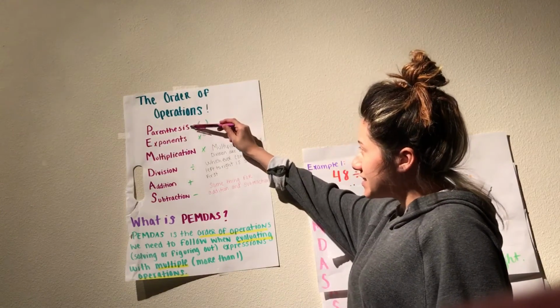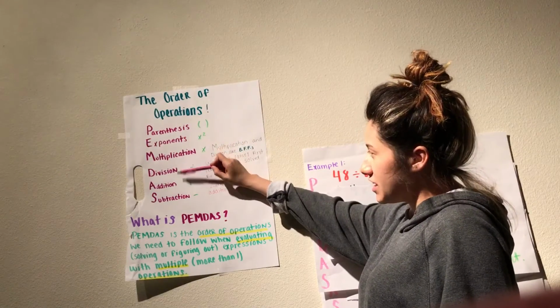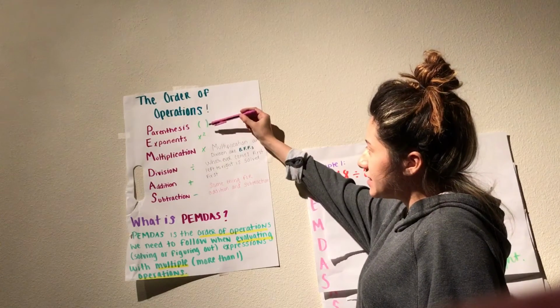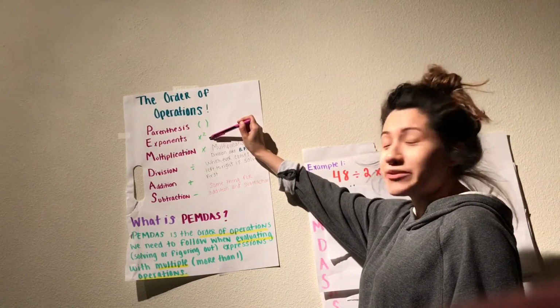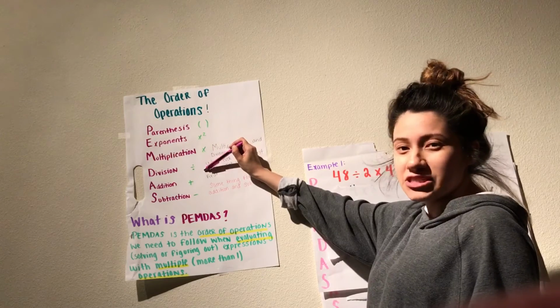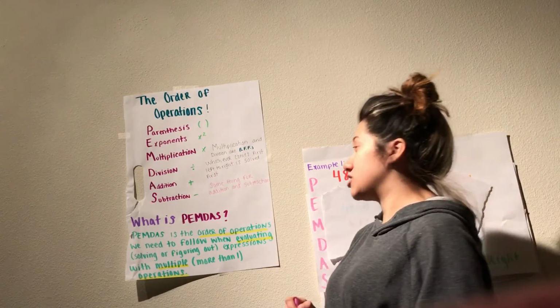That is parentheses, exponents, multiplication, division, addition, and subtraction. And here is what parentheses looks like. This is what exponents look like. This is our multiplication and our division sign, and also our addition and subtraction sign.